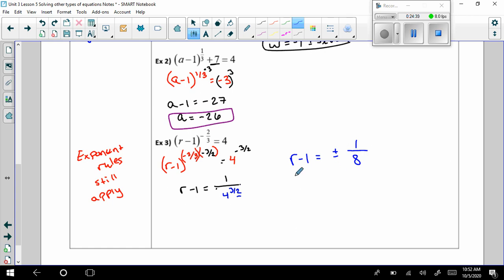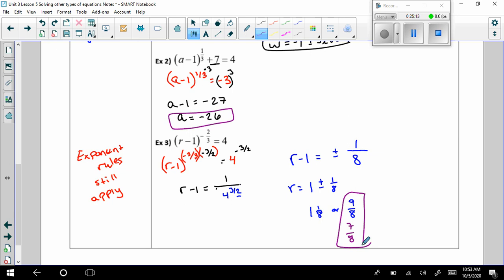Okay, so then we add the 1 over, so r equals 1 plus or minus 1/8, which means that 1 plus 1/8 is 1 and 1/8, or 9/8. You can write that either way. And then 1 minus 1/8, this is 8 eighths minus 1/8, is 7/8, which doesn't have a mixed number format. So I tend to just write mine all as improper, but I'll take either answer.